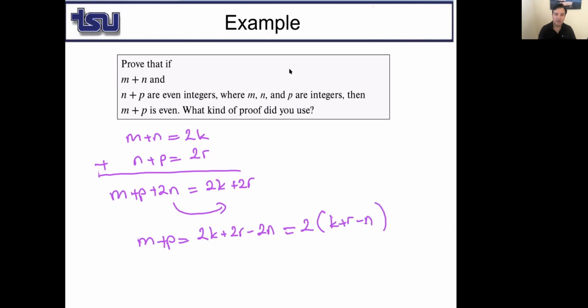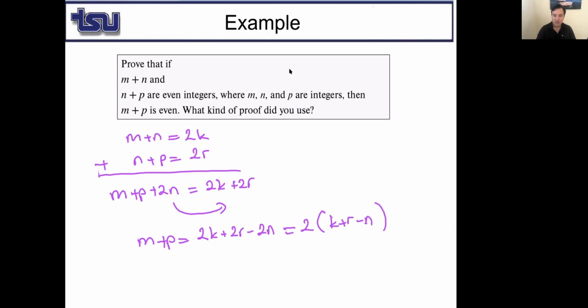Since k, r, and n are integers, k plus r minus n will obviously be an integer. Let's call this integer q. Then m plus p will be 2 times q. As you see, m plus p is an even number because it's twice an integer. So it's pretty simple, direct proof.